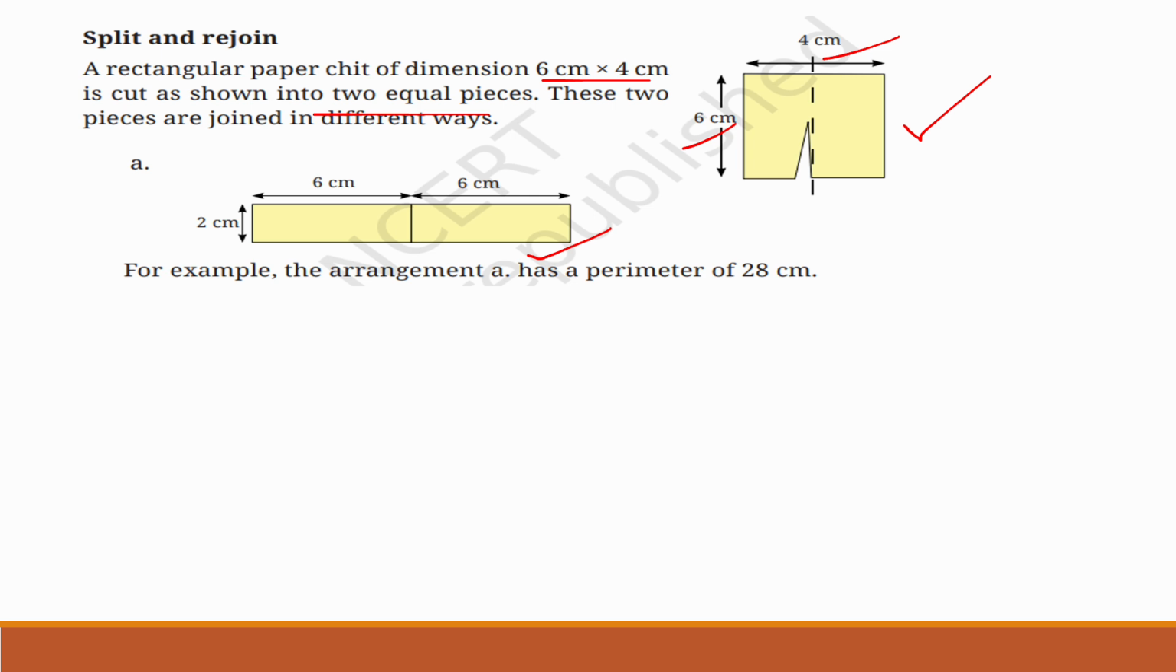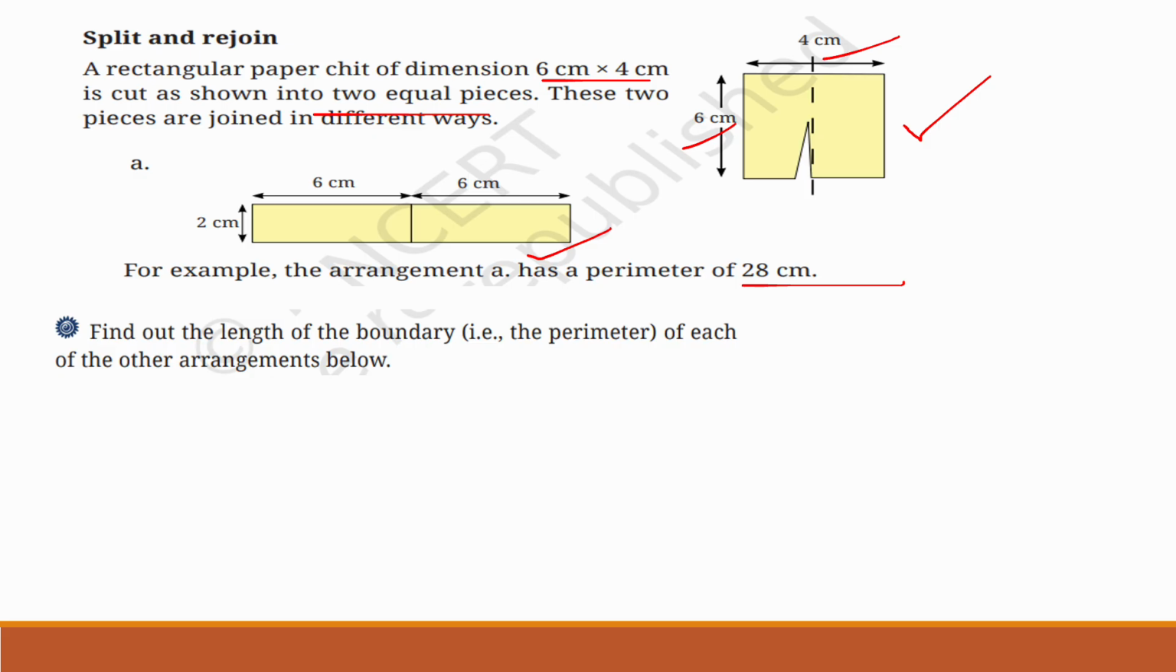For example, this arrangement has a perimeter of 28 cm. The perimeter of a rectangle is 2 into (length plus breadth). Here 2 into length is 12 cm, and breadth is 2 cm. So 2 into (12 plus 2), that is 2 into 14, that is 28 cm. Find out the length of the boundary, that is the perimeter, of each of the other arrangements below.